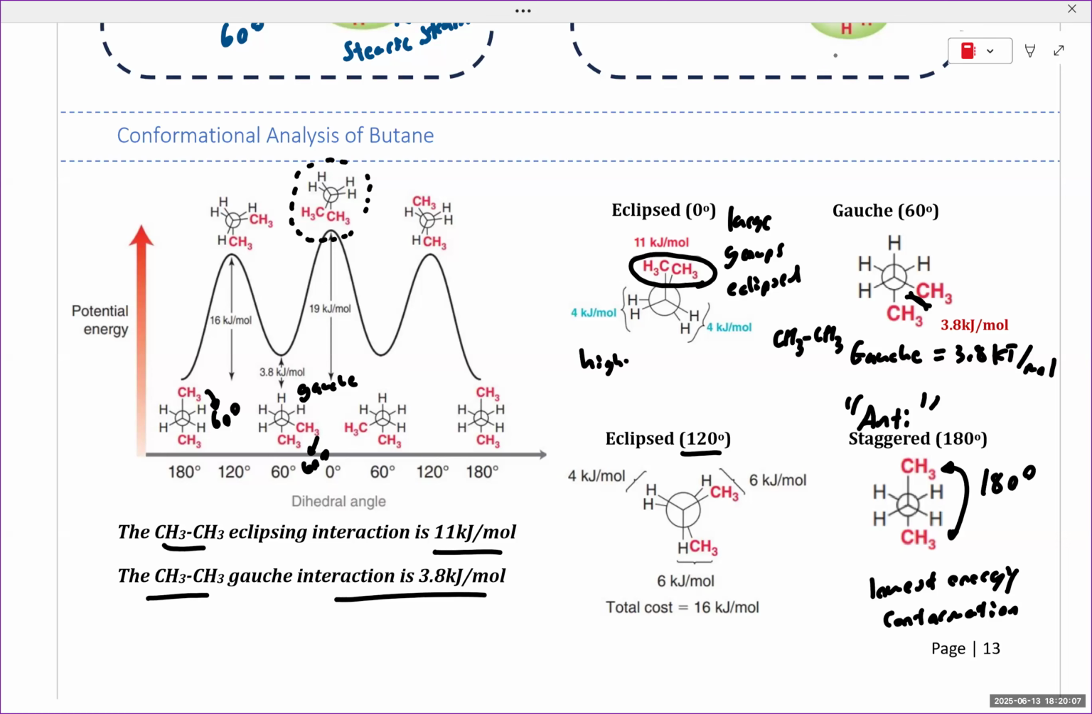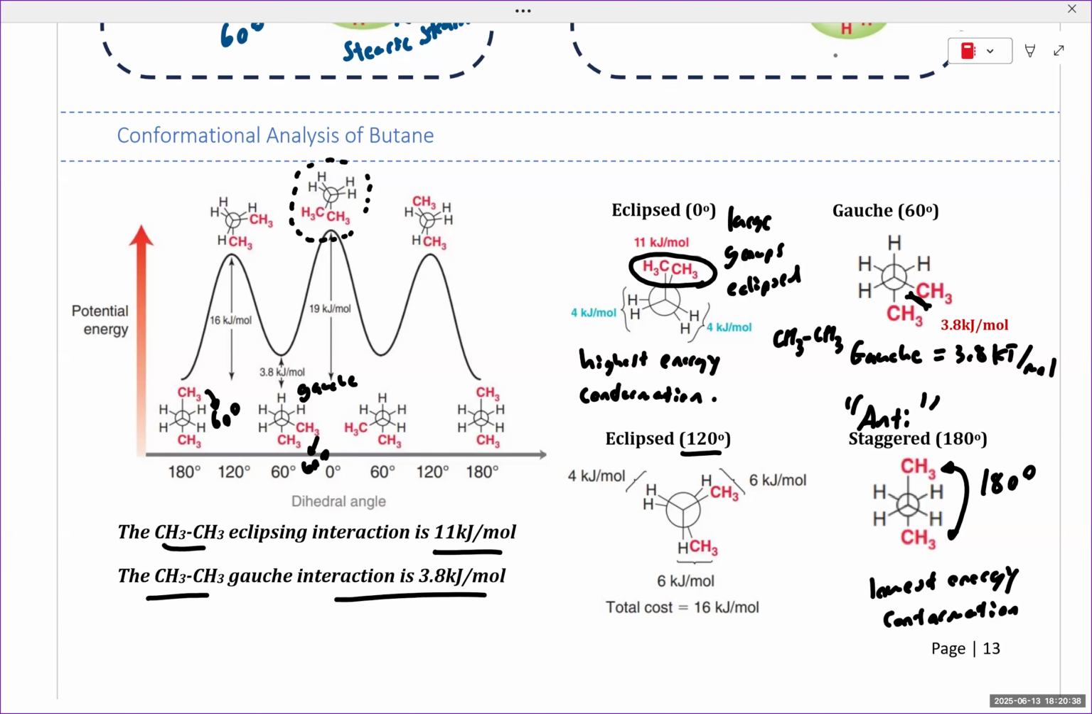Generally, the highest energy conformation will place the largest groups across the carbon-carbon bond eclipsed. If we rotate our carbon-carbon bond once more, we get another gauche conformation, then another lower energy eclipsed conformation, and then we're back to our original anti conformation.